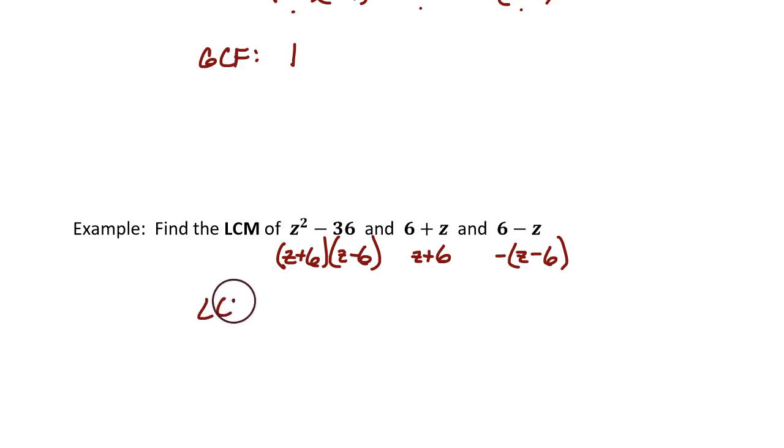Now let's get our LCM. From the first polynomial, we see that it must include a factor of z plus 6 and a factor of z minus 6. When you look at the other two polynomials, are there any factors we haven't yet included in our common multiple? Only thing we haven't yet included is the negative sign. So let's put that negative at the beginning. Here is our least common multiple in factored form.